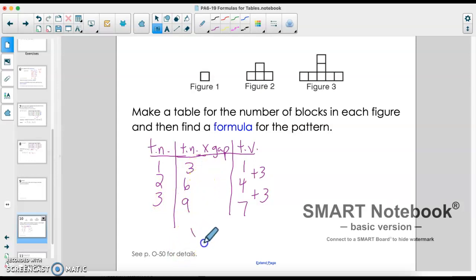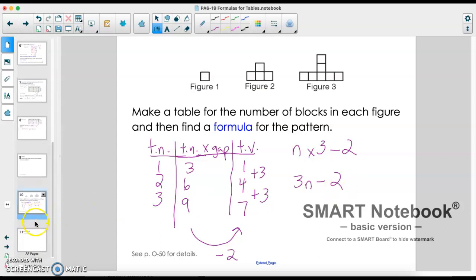Now notice, instead of adding here, I'm actually going to have to subtract. I'm going to have to subtract 2. So then what I would say for my formula is going to be n times 3 minus 2, or 3n minus 2. And there will be several questions on the sheet that deal with subtraction like that. So just be aware that that is a thing that's going to happen as well.